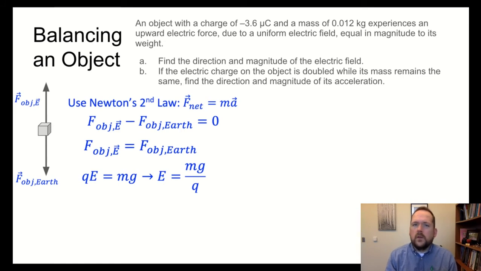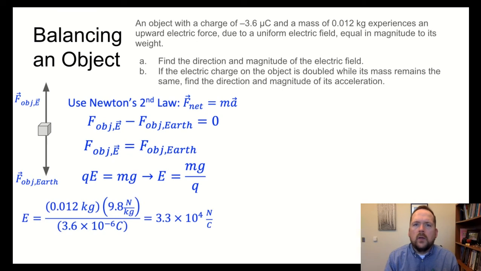G is often called the acceleration due to gravity, but could just as well be called the strength of Earth's gravitational field. And if you solve that relationship for E, you get mg over q, and then it's a matter of plugging things in to get a numerical value for the strength of this electric field. So the mass is 0.012 kilograms. Earth's gravitational field is 9.8 newtons per kilogram.